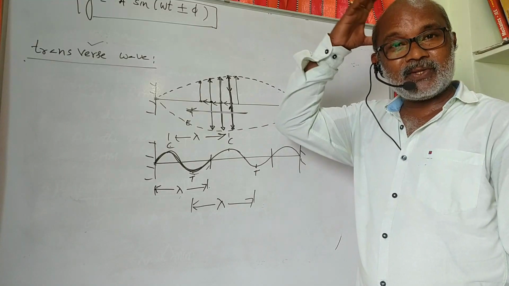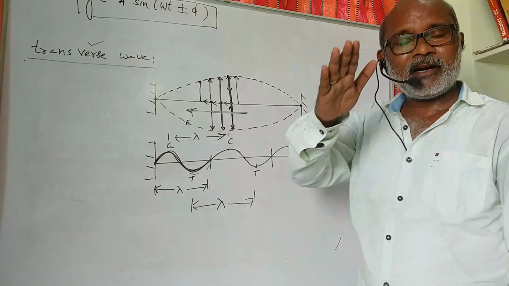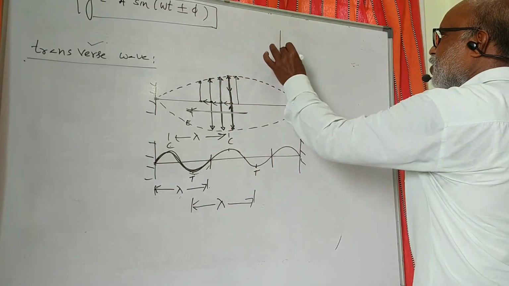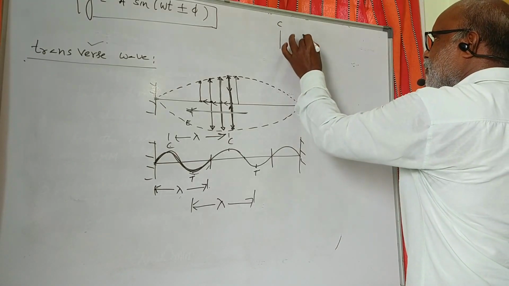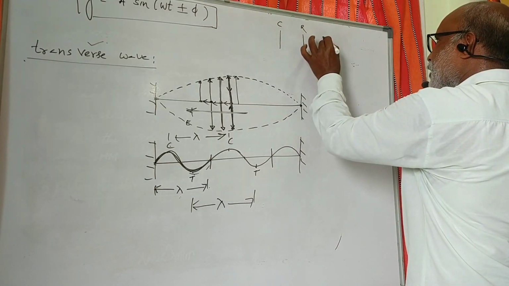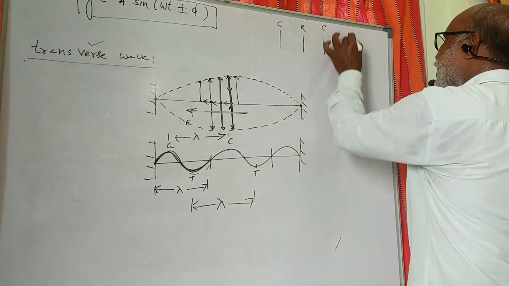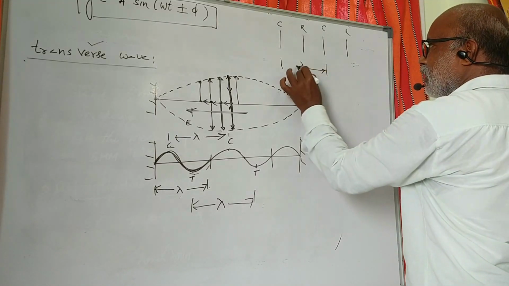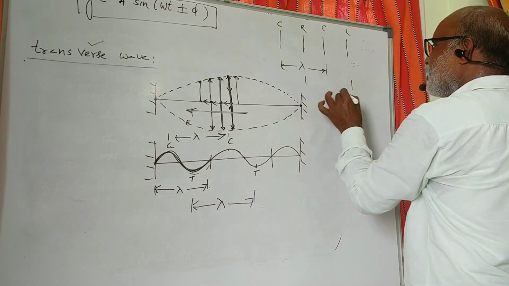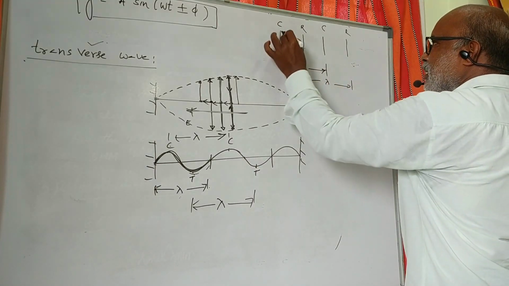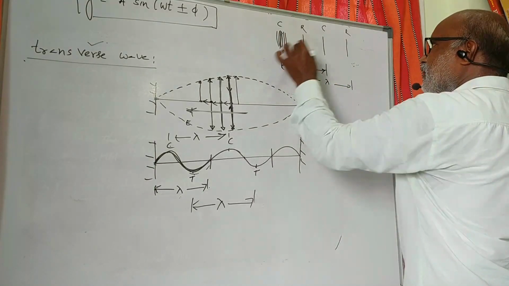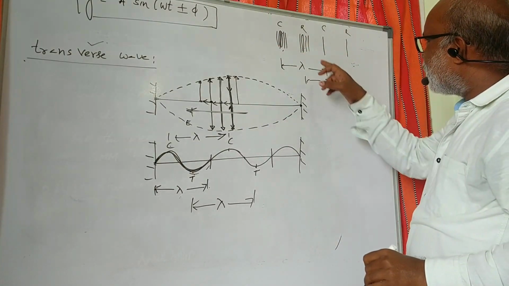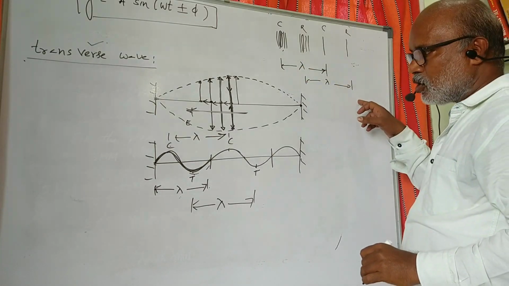In a longitudinal wave also, what are formed? Compressions and rarefactions are formed. Suppose in this region a compression is formed, here a rarefaction is formed, again another compression. Alternate compressions and rarefactions are formed. The distance between successive compressions is known as wavelength, or the distance between successive rarefactions is also known as wavelength. So the distance between successive compressions is lambda, and the distance between successive rarefactions is also lambda.